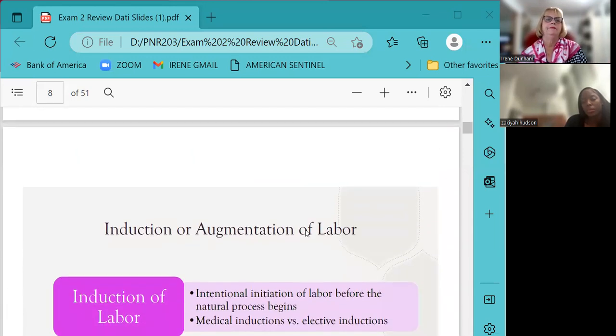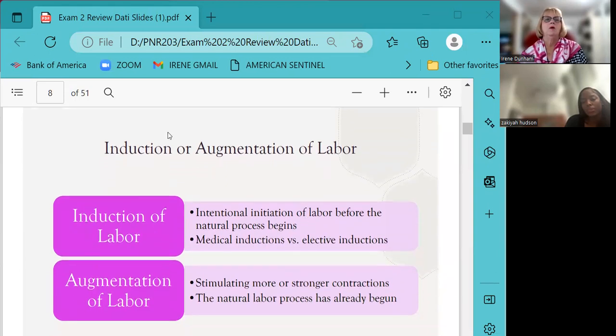Okay, let's go on. So now we go into the term induction or augmentation of labor. All right, so what does the word induction mean? It means to what? Induce, start, right? Okay, so what it is, we're going to start her. For some reason, her body didn't start secreting oxytocin.